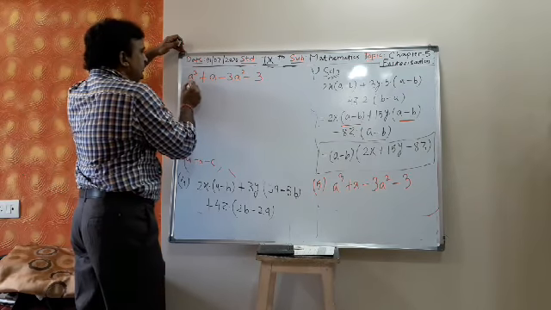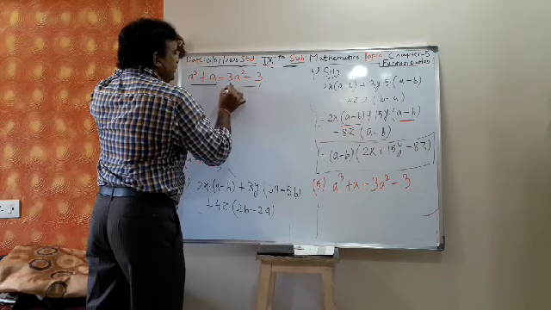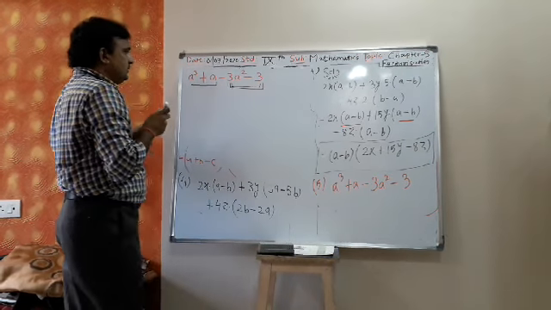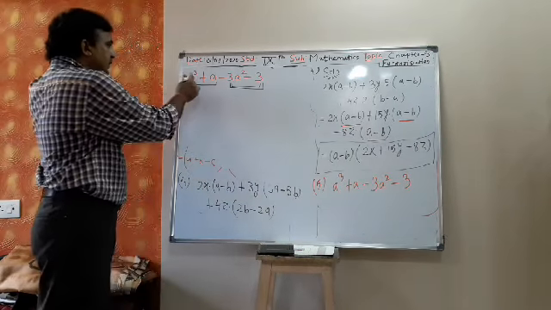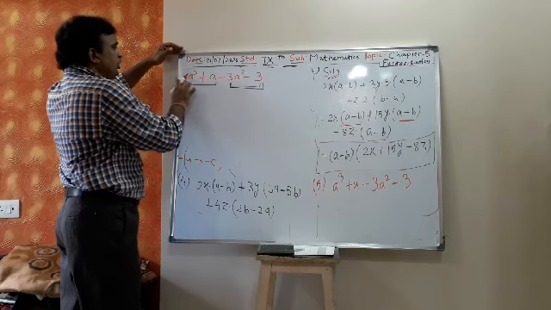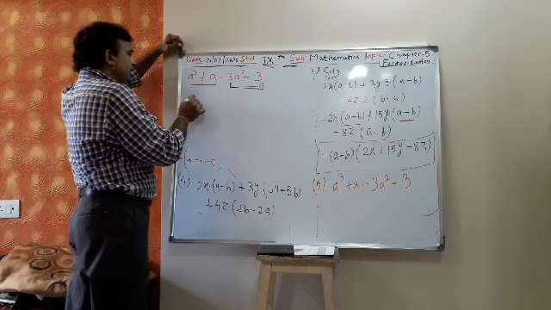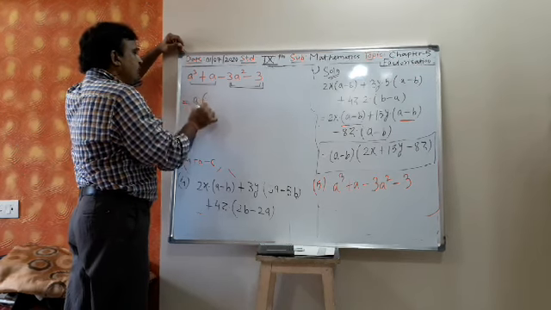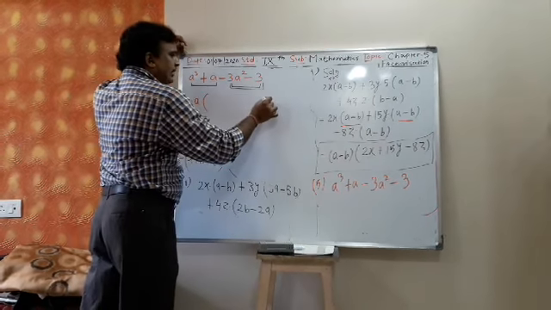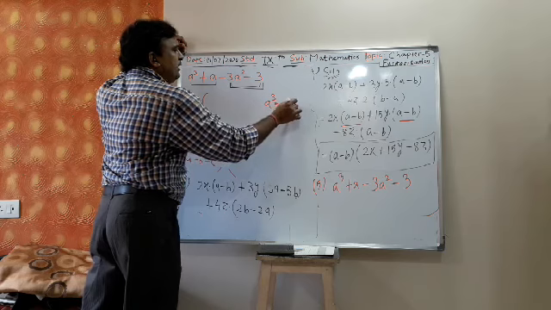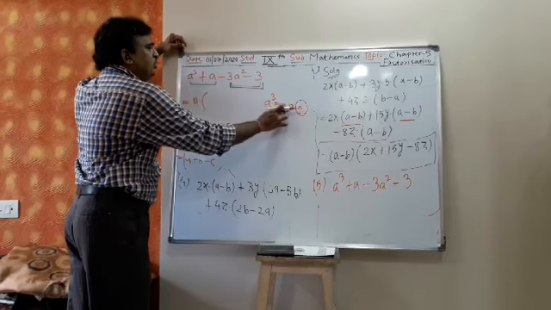I will take these two terms together and these two terms together. We are grouping the terms: first two together and last two together. In the first group, a cube and a, what is common? a is common. Then what is left in place of a cube? a cube I can write as a into a into a, so one a I have taken outside. What is left is a square.